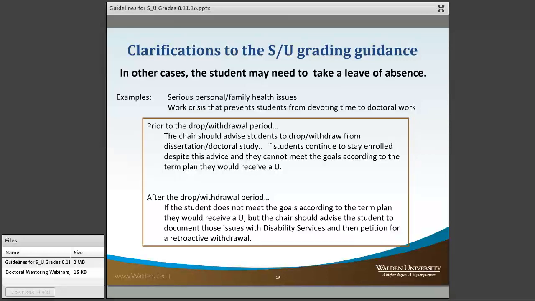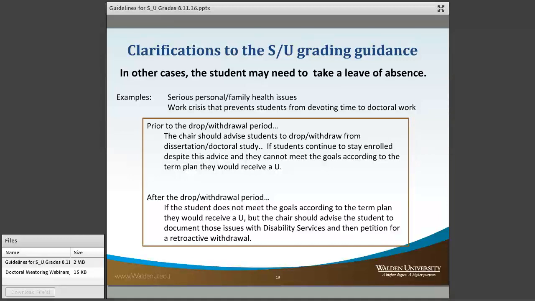If, in fact, the chair advises the student to drop or to withdraw from a doctoral study course and the student continues to stay enrolled, even though they've been given advice, and then the student doesn't meet those goals, then the student would actually receive a U because they didn't follow the guidance of their chair or mentor.